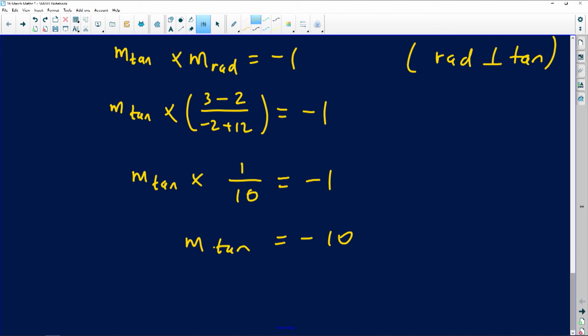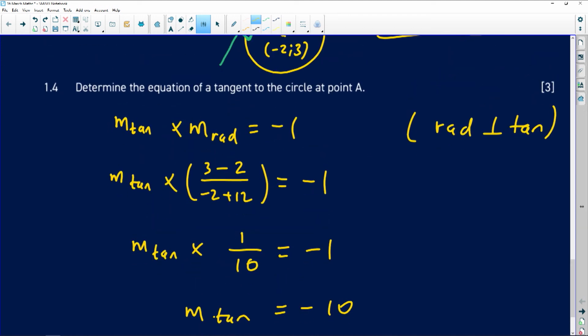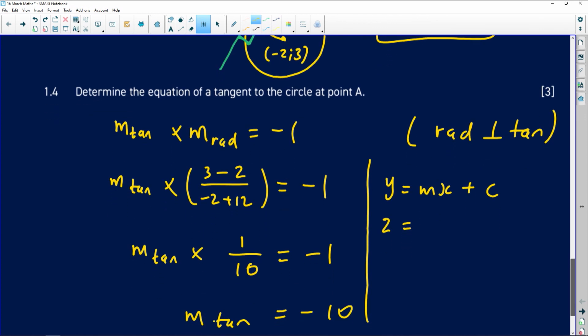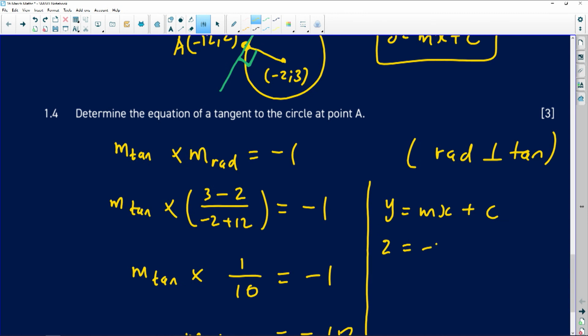Now I've got the gradient of the tangent, and I also know that the tangent passes through point A, which is what we were told in the question. So I'm going to go back up and complete it here so you can see everything we're doing. I'm going to say y is mx plus c. My y coordinate is the A value. The y coordinate at point A, which is simply 2, equals the gradient. We just found that the gradient is equal to -10. So I'm going to put that as -10 times the x value, which is -2, plus c. That's -20. We are looking at -20 plus c. So 22 is your c value.